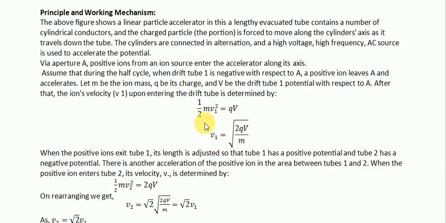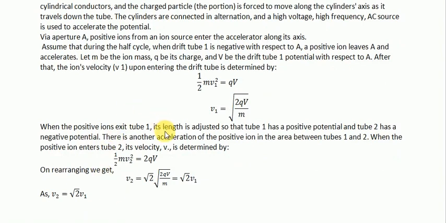Now when it hits the second gap, it picks up even more energy, almost twice as much as before. So our speed after the second gap becomes v2. v2 equals root over 2 multiplied by root over 2qV by m. And now what is this root over 2qV by m? It's v1. So we can write v2 equals root 2 multiplied by v1.